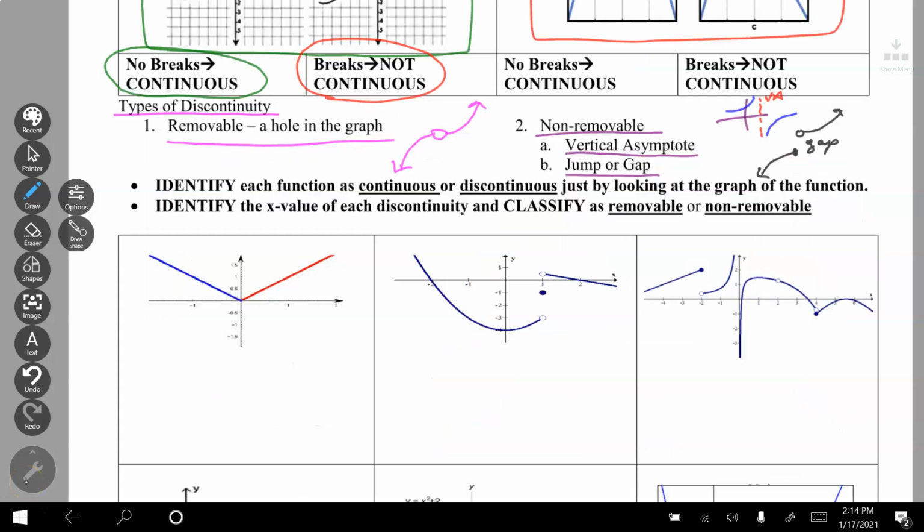Let's identify these graphs as either continuous or discontinuous, and if it is, is it removable or non-removable? Well, this has no breaks in it. This is continuous.